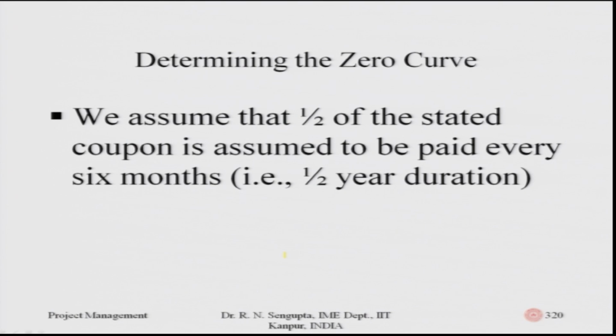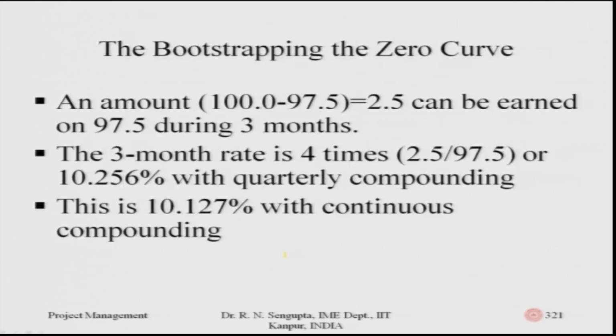So, we assume, as per the concept, that half of the stated coupon is paid every 6 months, that is, every half year. Let us go through the calculation slowly. Now, if you see the first part, it says it is on 1/4 of a year. So, 1/4 of a year would be 3 months.